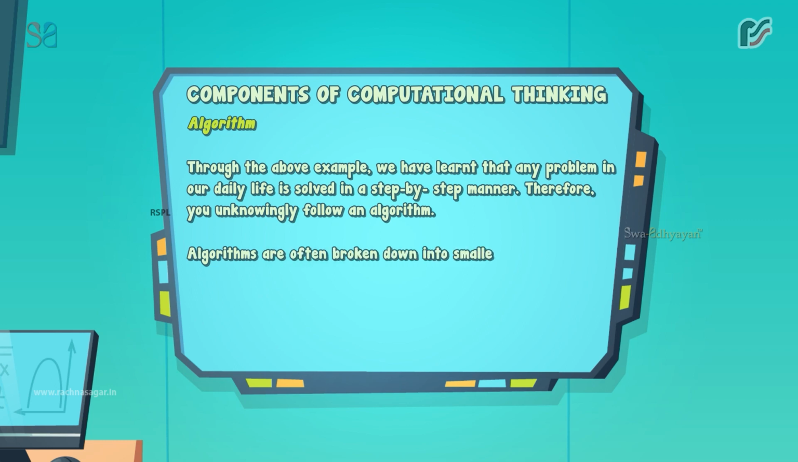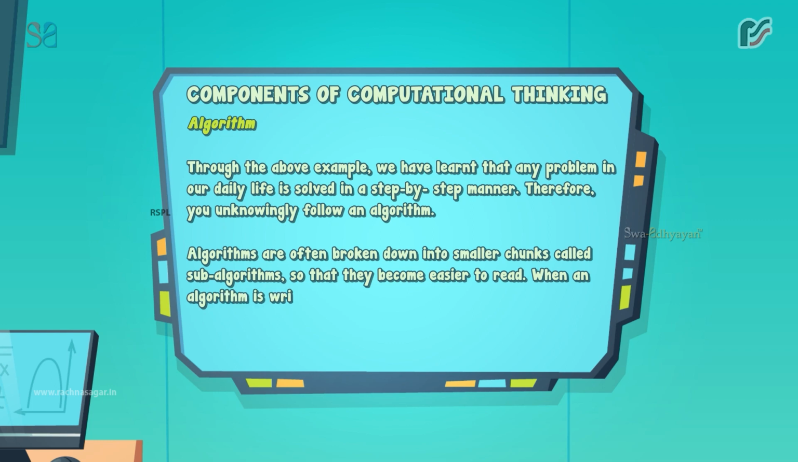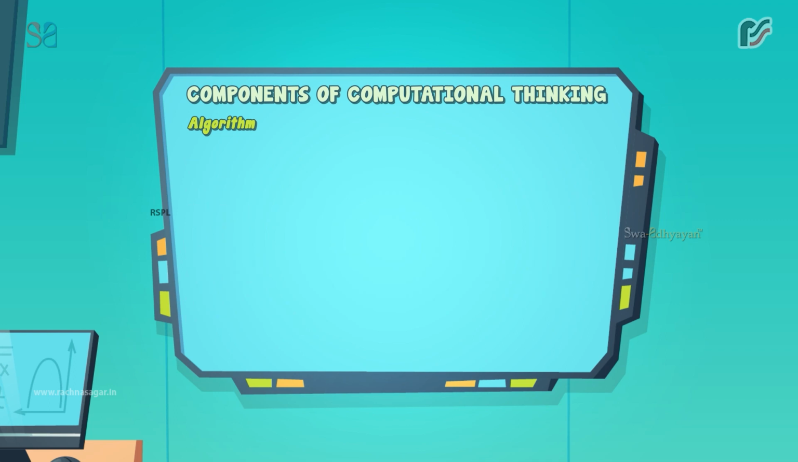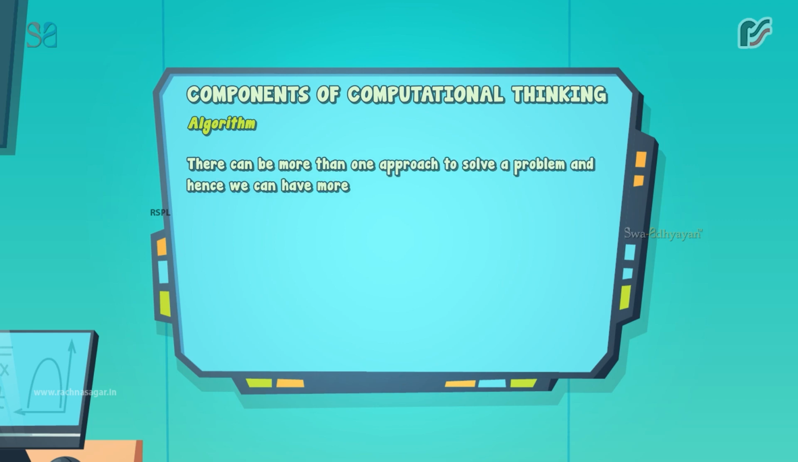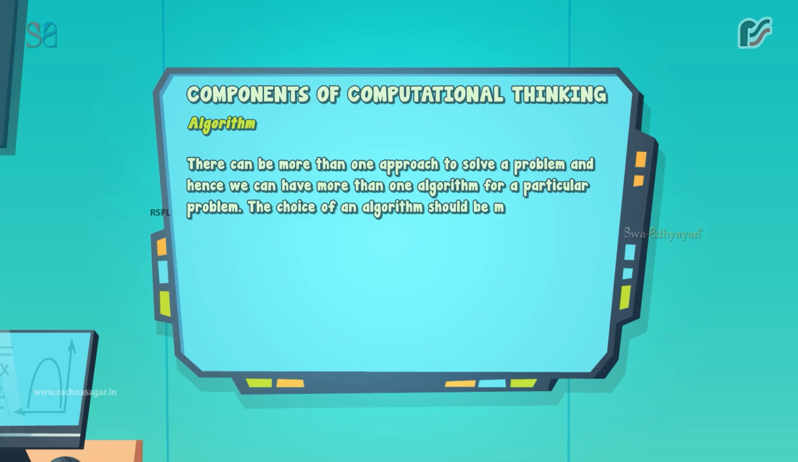Algorithms are often broken down into smaller chunks, such as sub-algorithms, so that they become easier to read. When an algorithm is written in the form of a programming language, it becomes a program. There can be more than one approach to solve a problem, and hence we can have more than one algorithm for a particular problem. The choice of an algorithm should be made on the basis of time and space complexity.